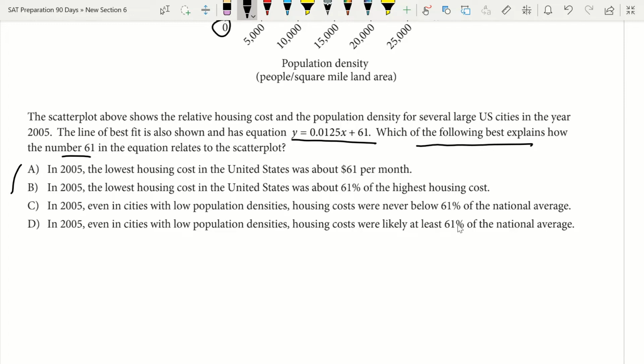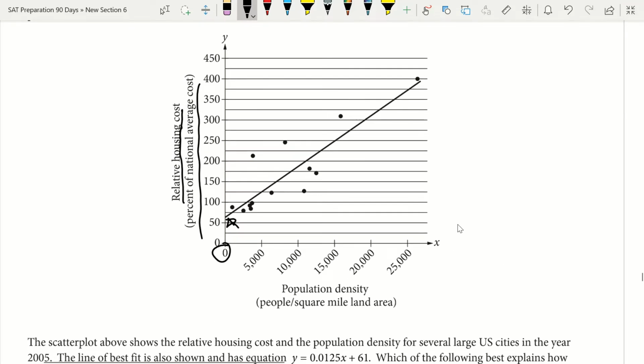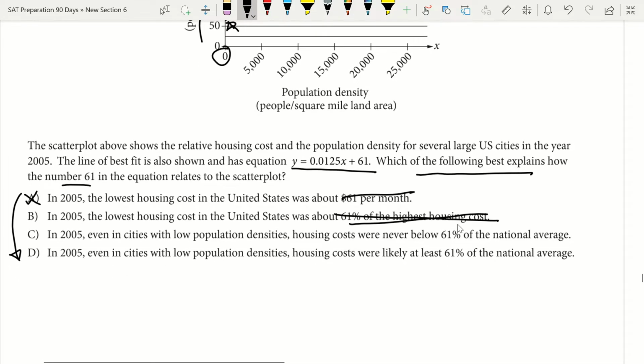So let's run through A through D and see what our options are. Option A, in 2005, the lowest housing cost was about $61 per month. No, that 61 is talking about the percentage of the national average, so not per month. That's incorrect. B, in 2005, the lowest housing cost in the United States was 61% of the highest. No. Once again, this is an average of the housing cost as a percent of the national average. So it cannot be $61 per month, and it can't be 61% of the highest housing cost.